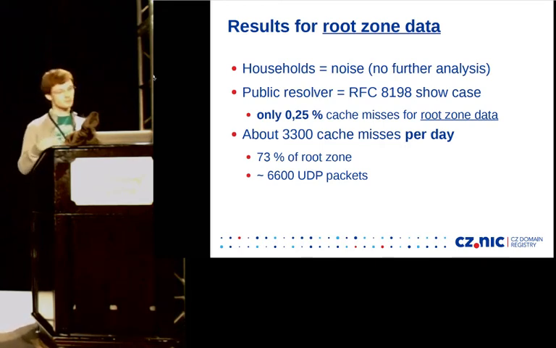And you can look at this number from different perspectives. It practically means that the public resolver, during the course of one day, downloads about three-quarters of the root zone into its cache.